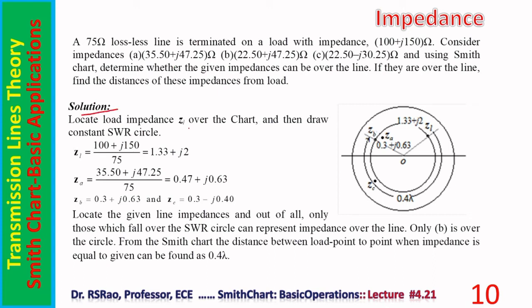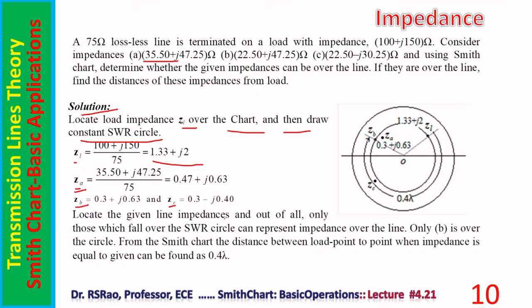Solution. Locate load impedance ZL over the chart and then draw the constant SWR circle. ZL is 100 plus j150. This is the load impedance and it has to be normalized. Smith chart works only with normalized impedances. Normalization results in 1.33 plus j2. ZA, the normalized impedance given in A, is 0.47 plus j0.63. This one we got by dividing 35.50 plus j47.25 by the characteristic impedance of the line. Similarly, ZB, ZC also one can compute.